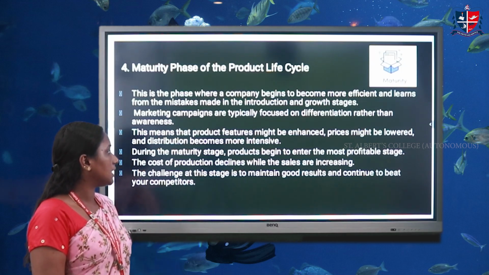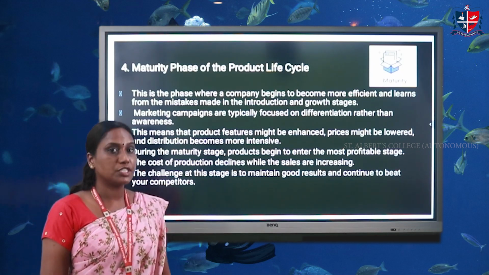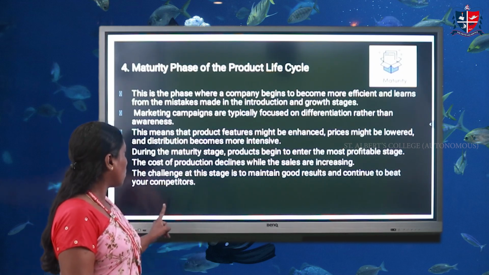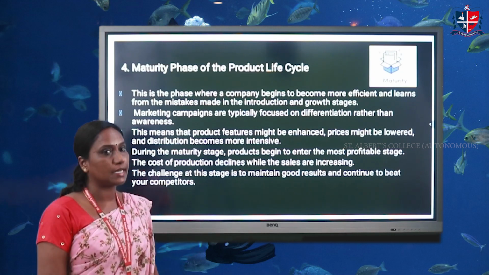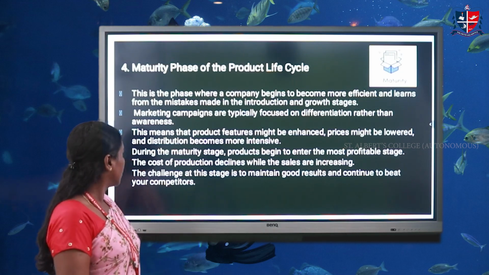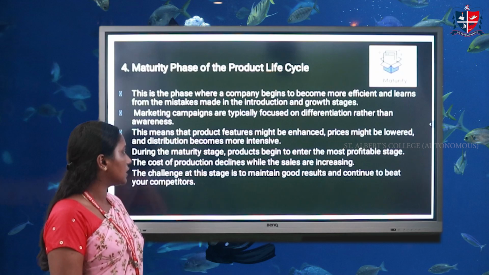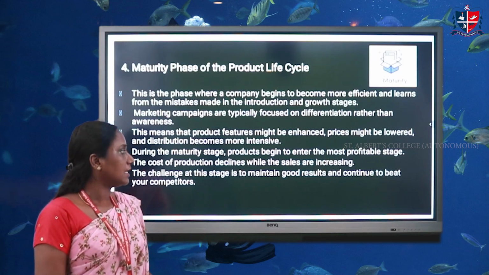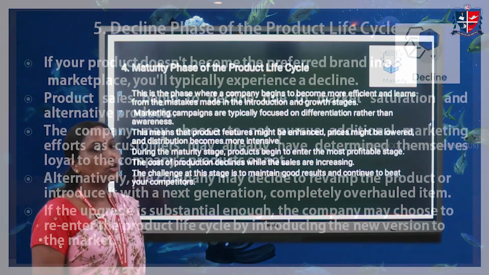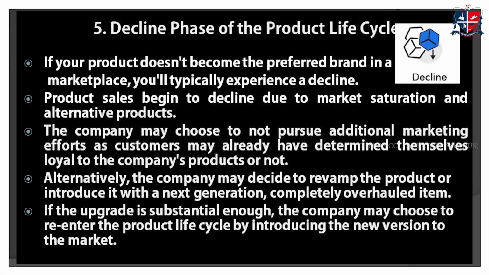During the maturity stage, products enter the most profitable stage. The cost of production declines while sales are increasing during this stage. The challenge at this stage is to maintain good results and continue to beat your competitors. And the fifth and last one is the decline phase.